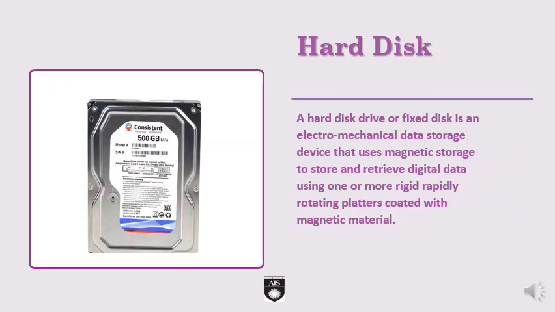This is again one of the very important hardware devices of the computer. This is a picture of a hard disk. A hard disk drive or fixed disk is an electromechanical data storage device that uses magnetic storage to store and retrieve digital data using one or more rigid rapidly rotating platters coated with magnetic material.